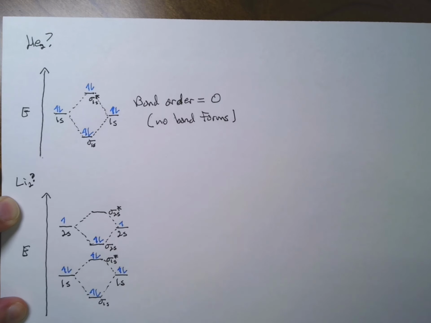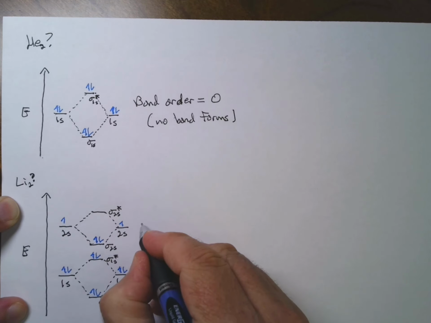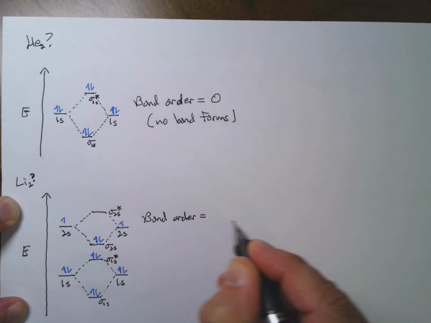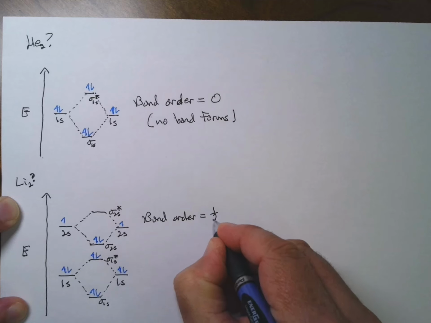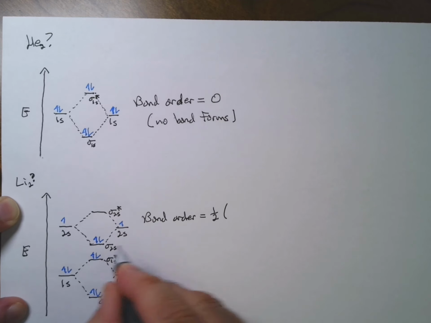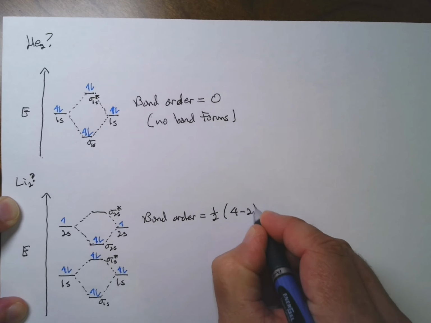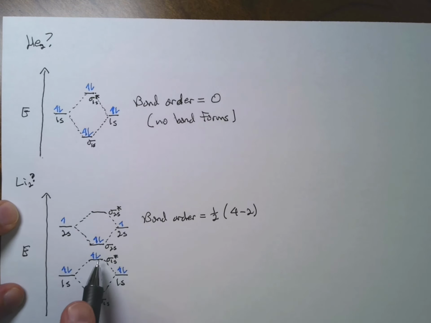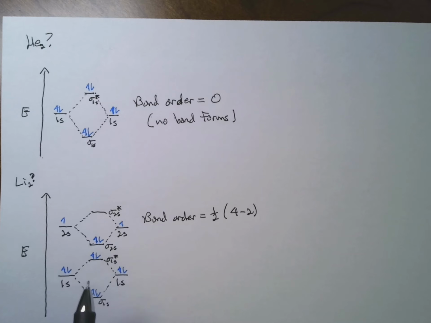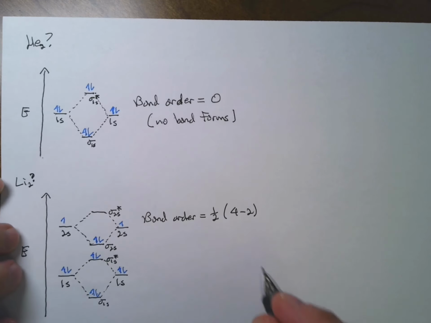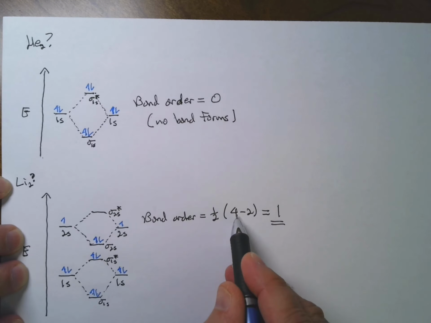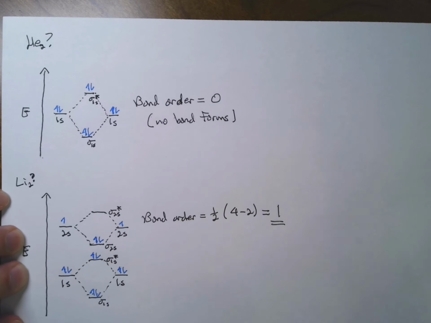So now our bond order equals 1/2 of 4 minus 2, because we've got 4 bonding electrons and 2 antibonding electrons. So this bond order ends up equaling 1. It's 1/2 of 4 minus 2. 1/2 of 2 is 1.